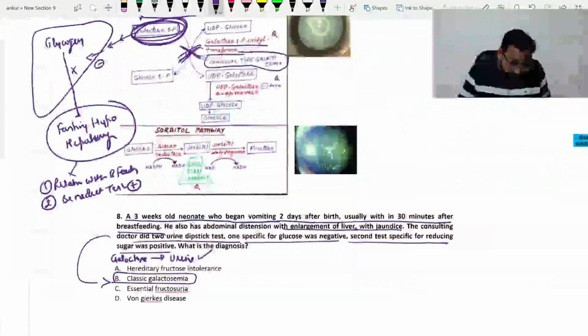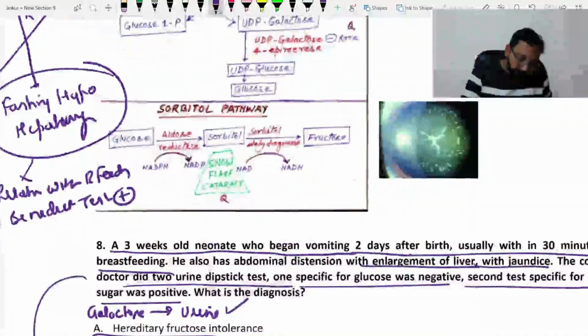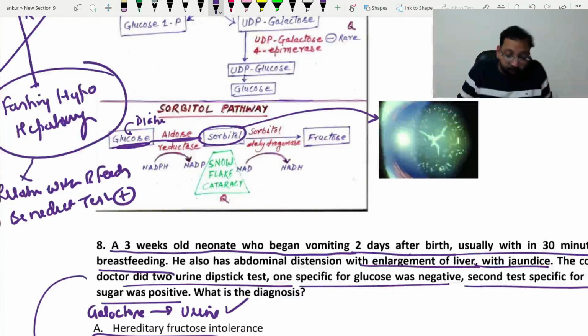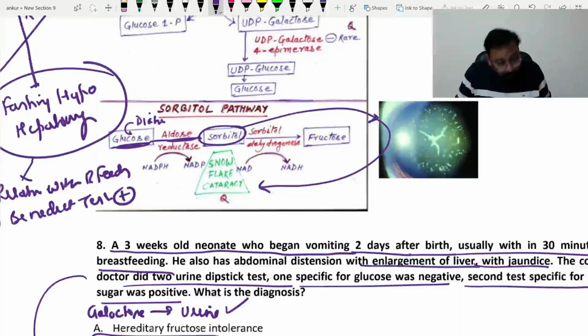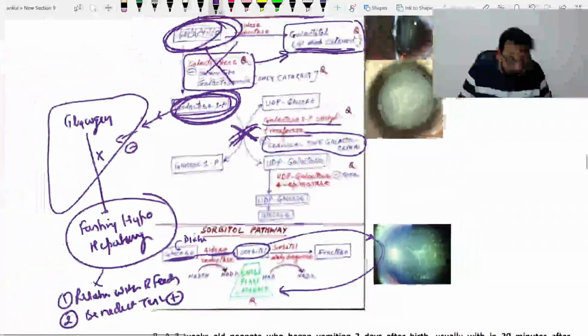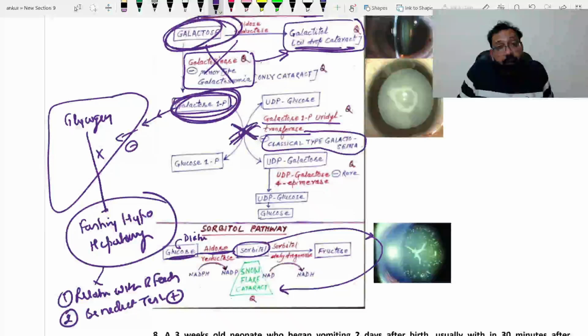Now, the sorbitol pathway. If diabetes is there, more and more glucose will be converted to sorbitol. Sorbitol will accumulate in the lens to produce snowflake cataract. So snowflake cataract is due to an abnormality or defect in the sorbitol pathway, you can say. Or in diabetes, blood glucose is high, so the sorbitol pathway is involved. One question they can ask.